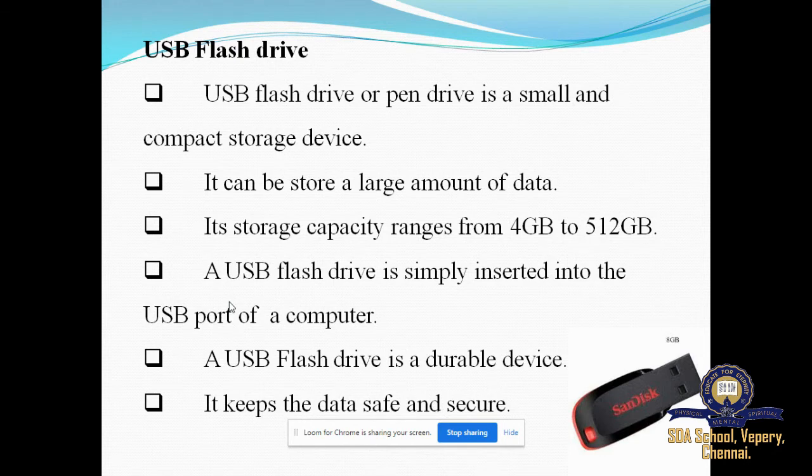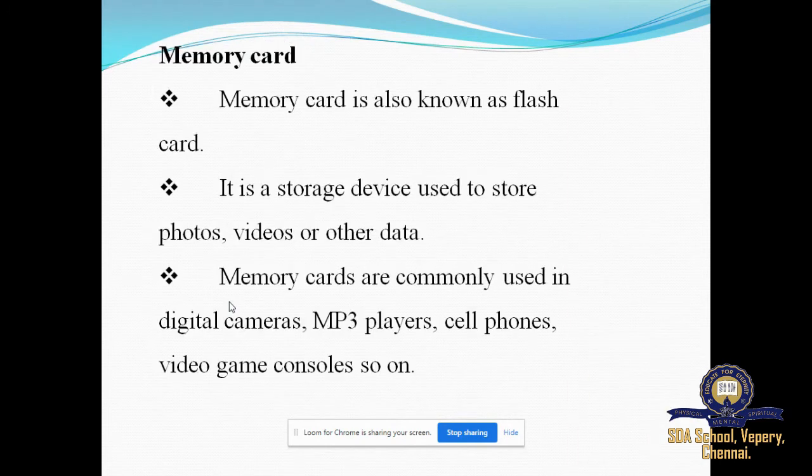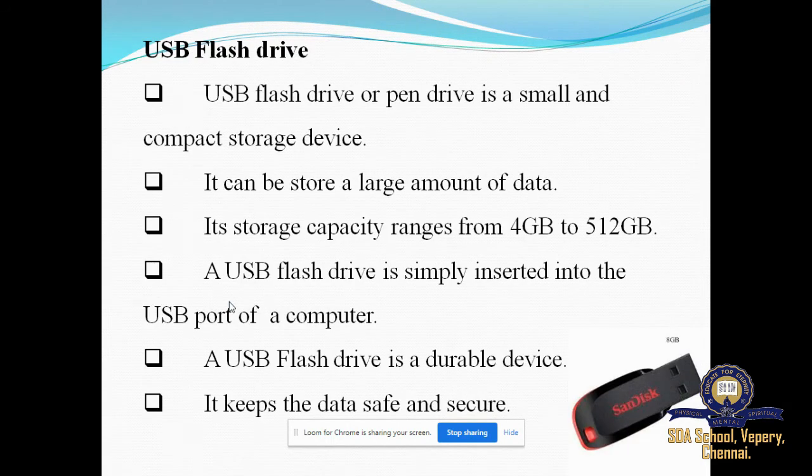A USB flash drive is a durable device which keeps the data safe and secure. It is also called a pen drive. It is a small device used for storing information, and it can store a large amount of data. Its storage capacity ranges from 4 GB to 512 GB, and it keeps the data and information very safe and secure.